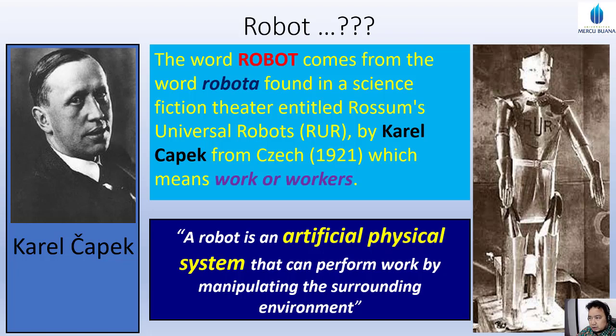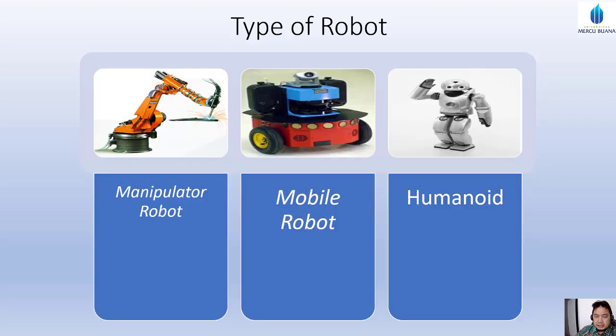But now scientists define a robot as an artificial physical system. It means any artificial physical system can be called a robot. They can perform work by manipulating the surrounding environment. There are some types of robots.